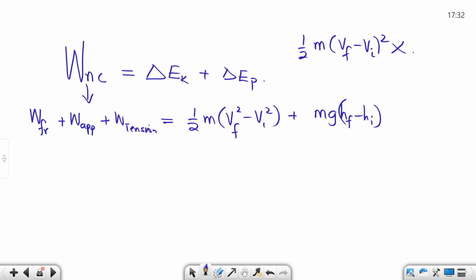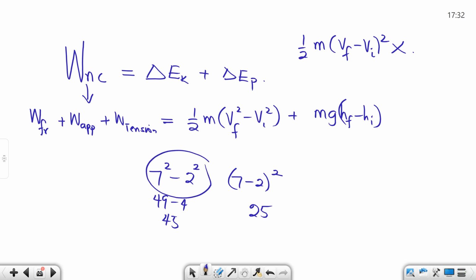Why? Do you know why it's wrong mathematically? Look, let's do simple maths. What is 7 squared minus 2 squared? This is 49 minus 4. What would this give you? 45. But if I do 7 minus 2 squared, what is this? 25. Why? This one is the difference of 2 squares. This one is foiling.